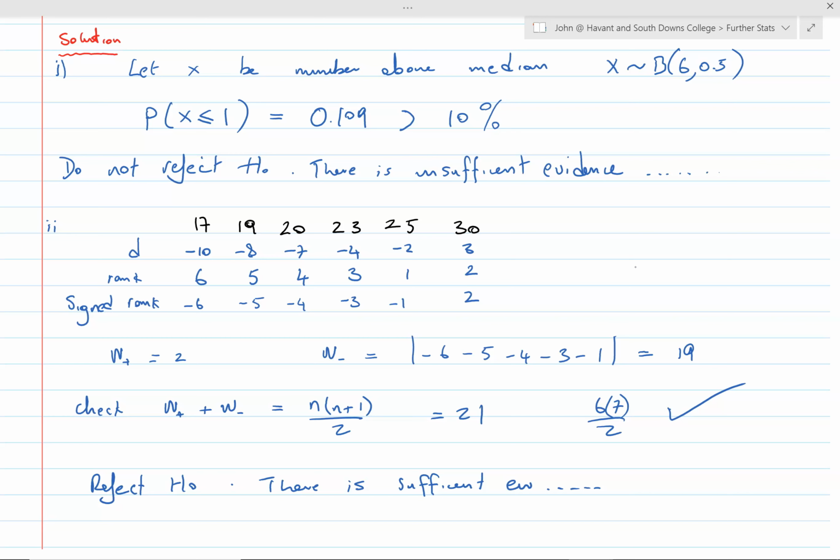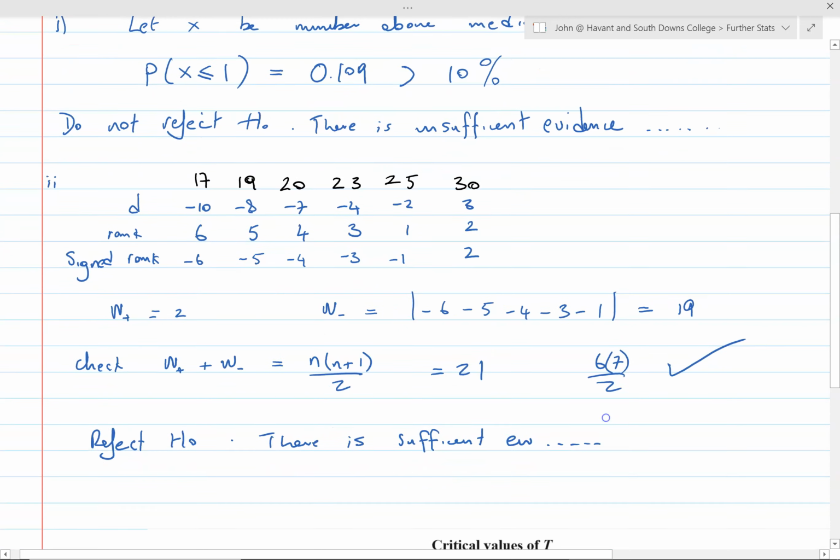On the other hand, if the number was even closer to the median, say 28, then this number would have become 1, and we'd have had even stronger evidence to reject H0, because our value for W plus would have been 1. But as I say, if this final number had been 40 or 45, or say, I'm not sure where the boundary is.